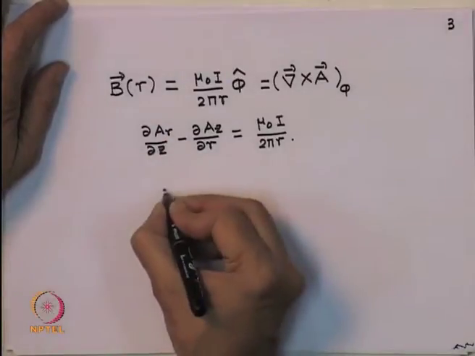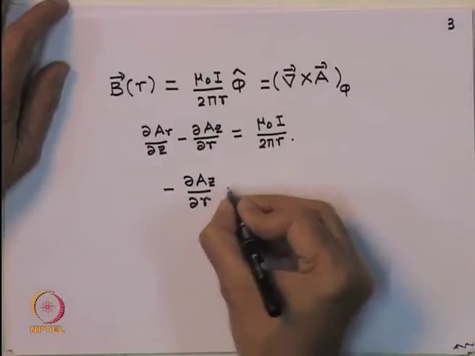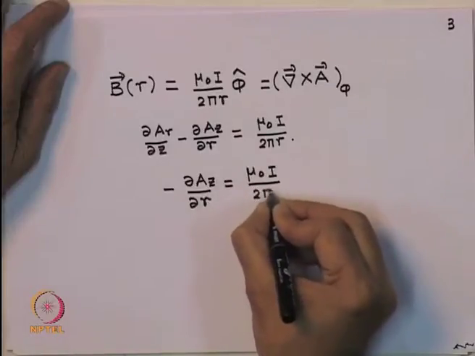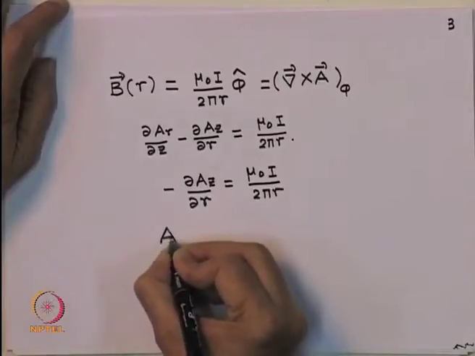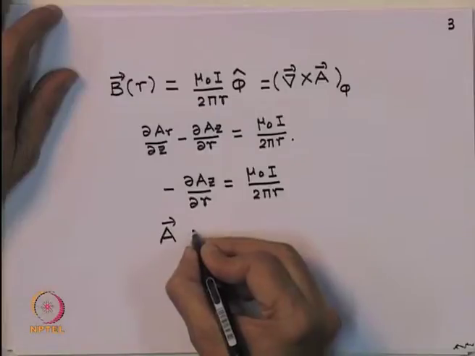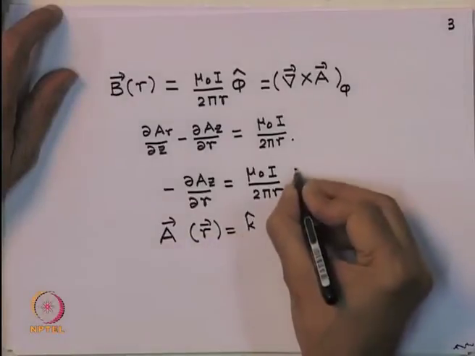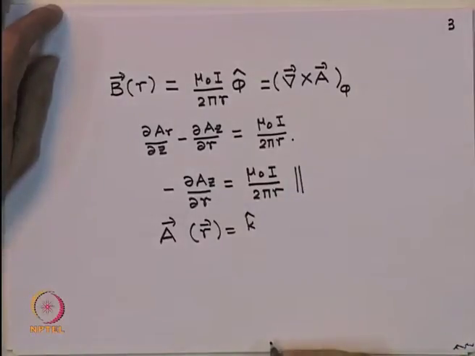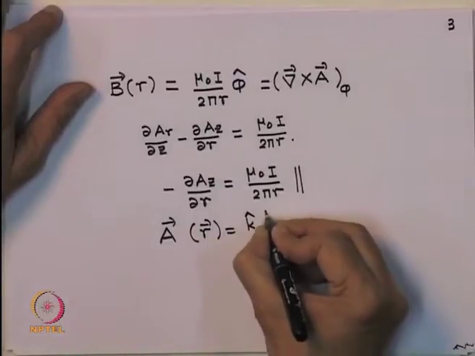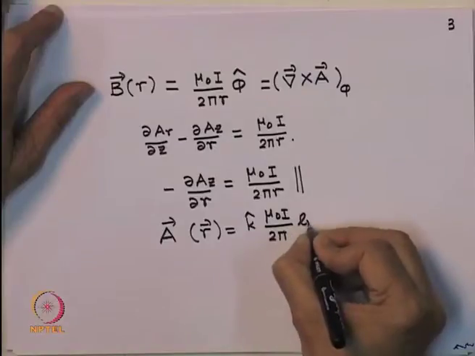And so, that gives me that minus dA z by dr is equal to mu 0 I by 2 pi r, and that tells me that the A is along the z direction. So, A at the point r is along the z direction. This can be integrated trivially to give me what is A z, and that gives me mu 0 I by 2 pi times logarithm of r.